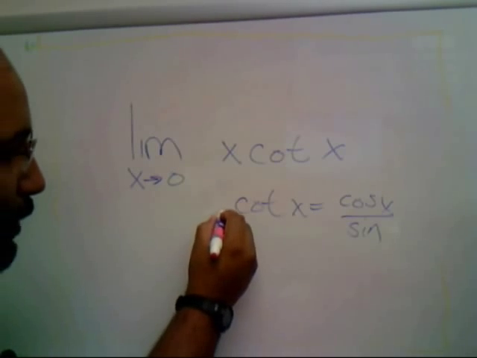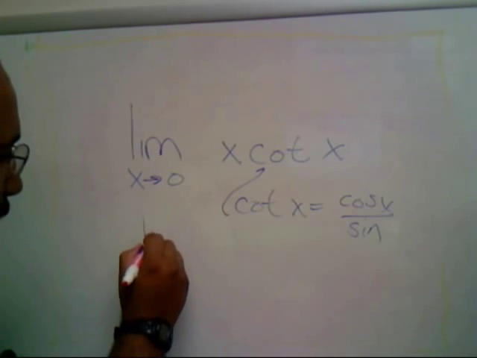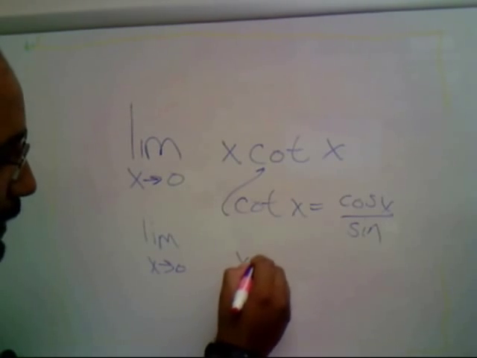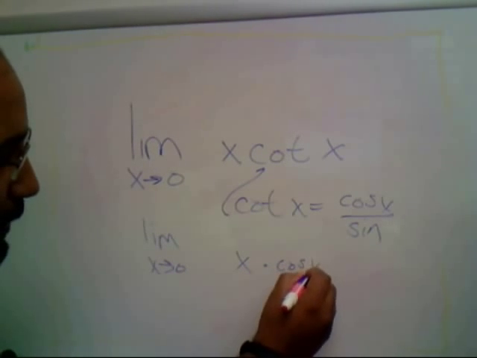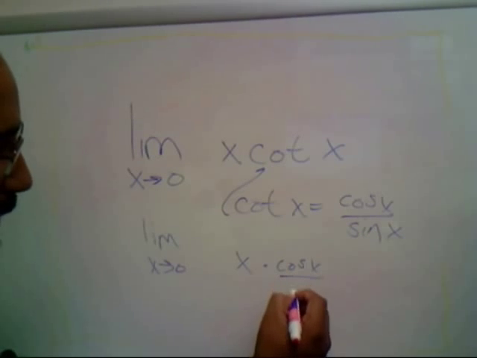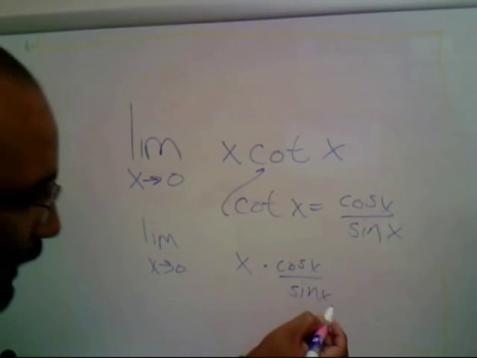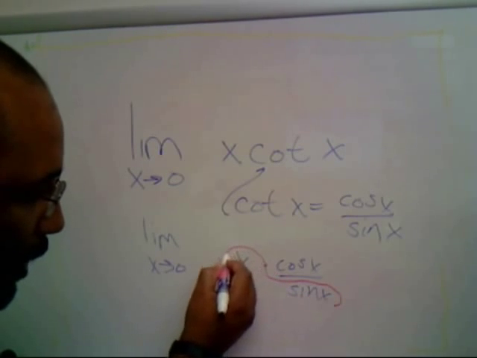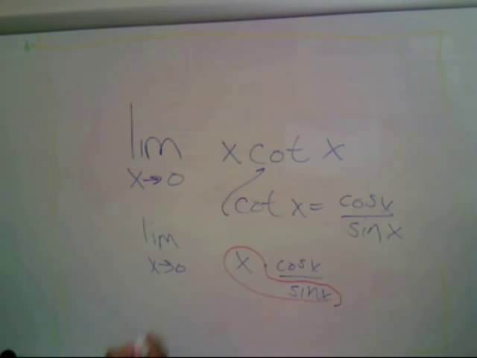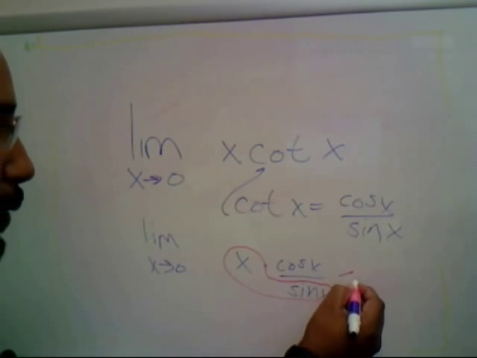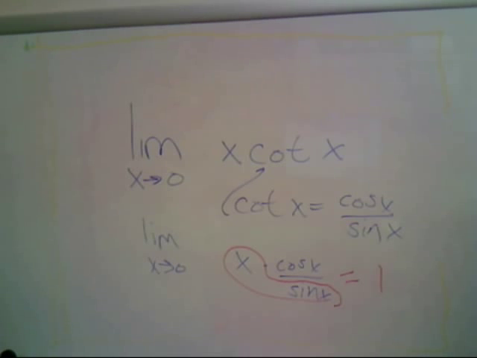If I substitute this in, my problem becomes the limit as x approaches 0 of x times cosine x divided by sine x. And then we already have our pairing that we already know. I know this part, x over sine x, is equal to 1, and I know the limit of cosine x as x goes to 0 is 1, so this whole thing is equal to 1.